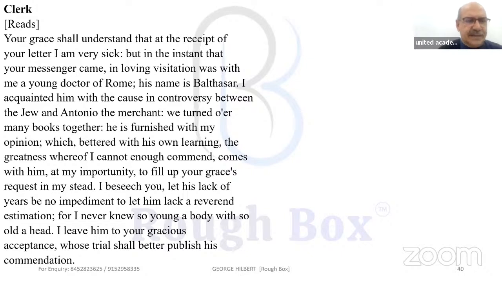And the clerk reads. This is Bellario's letter. Pay careful attention to it. They ask you quite a few questions from here. Remember, it's Bellario's writing.